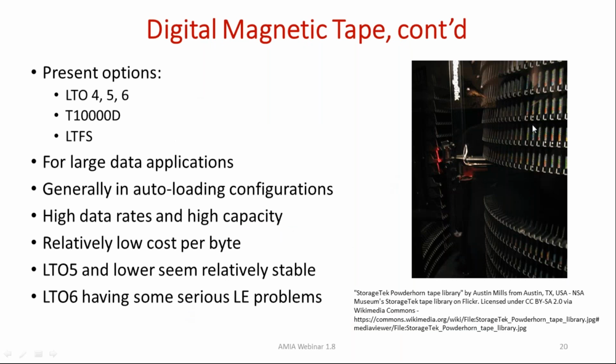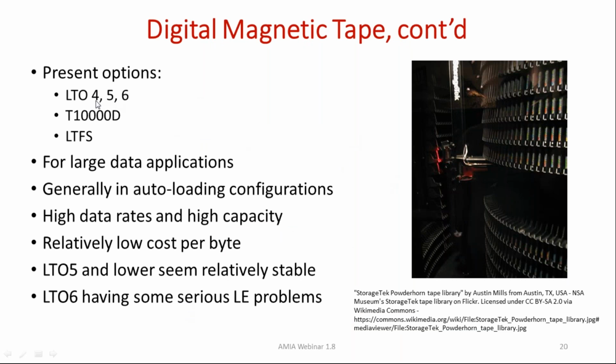Here's an example, by the way, of a tape library. This one's by Storage Tech, and you can see all the cartridges loaded up here and here. And this machine here is the picker and reader. It'll pick up the cartridge and then take it over to the reader so you can read or write to that cartridge. So the options that I mentioned today are LTO 4, 5, and 6.